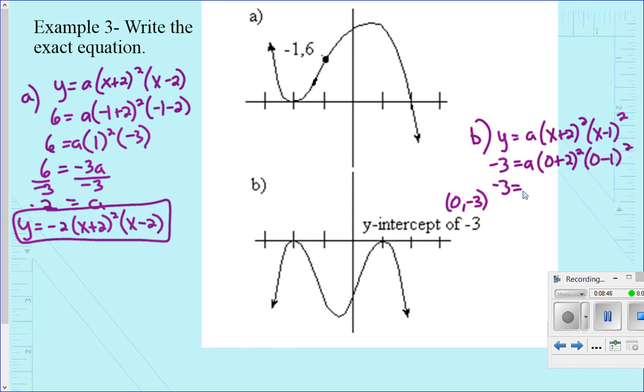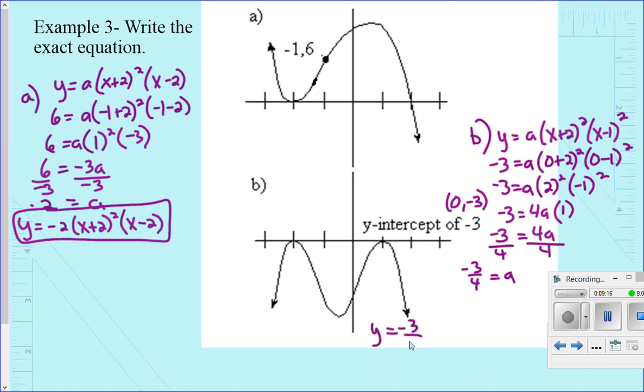So we have -3 equals a. 0 plus 2 is 2. 0 minus 1 is -1. 2 squared is 4 times, let's just say 1, so 4a equals -3. And a is -3/4. So my equation, y equals -3/4 times x plus 2, the quantity squared, times x minus 1, the quantity squared. And that's my exact equation.